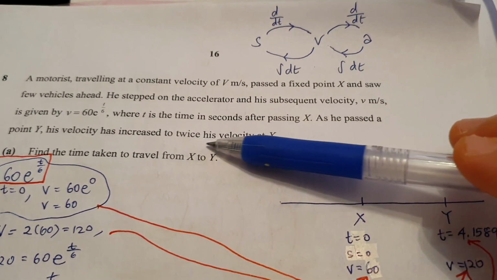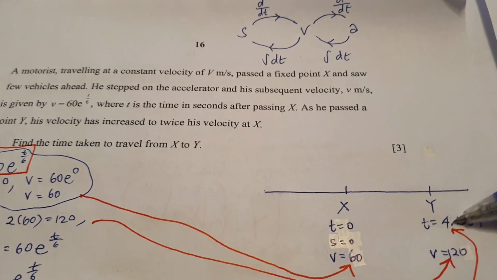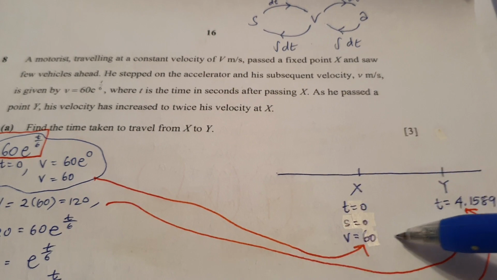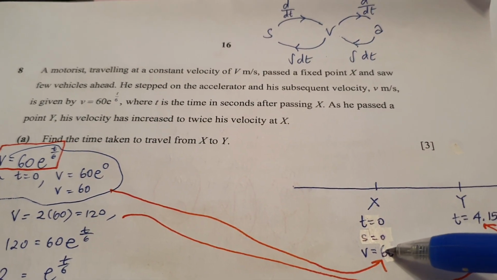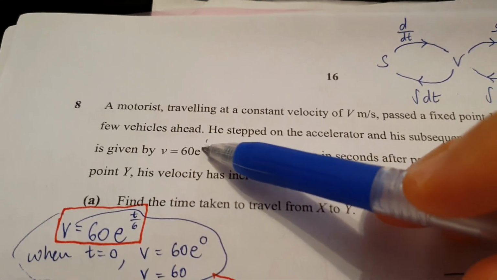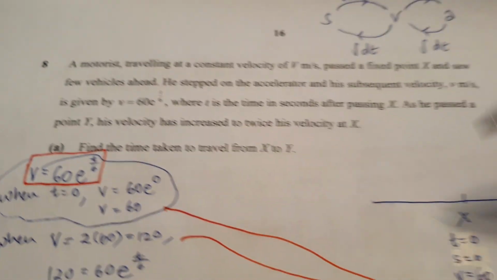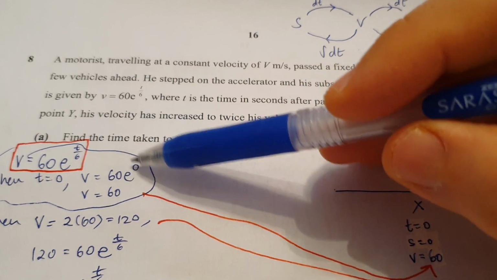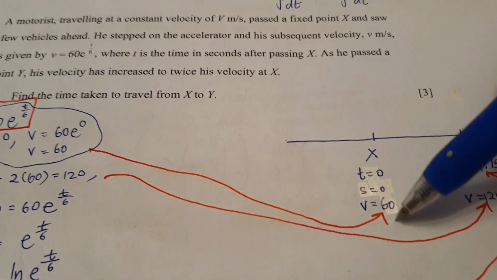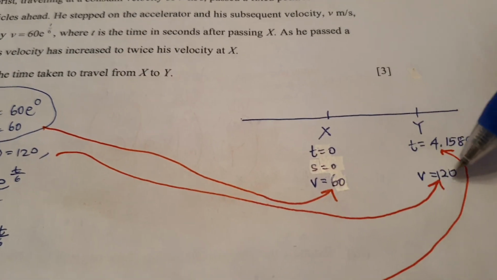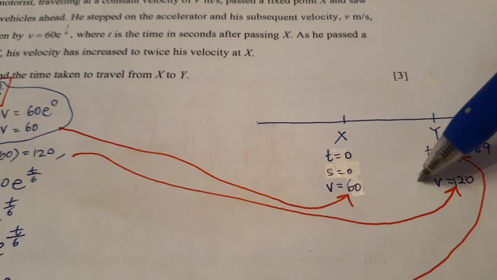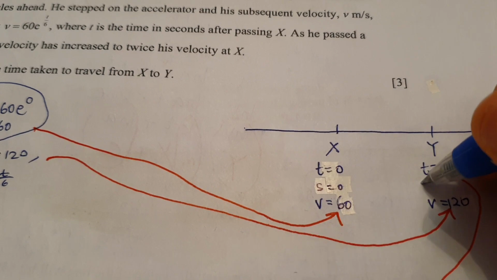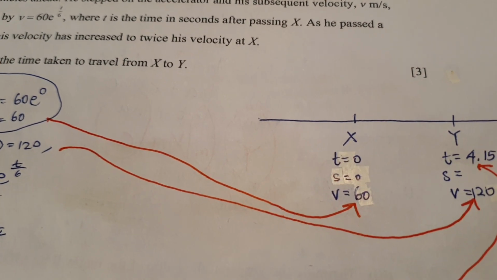Its velocity has increased to twice. That means the velocity here has increased to twice the velocity here. Now, I've written here 60. How did I get 60? From this velocity equation, I sub in t equals 0. Anything to the power of 0 is 1, then I get v equals 60. Twice of it is 120, so that's how I get 120 here. And do I know the s here? Actually, I don't know the s here, so I just leave it, not to worry.